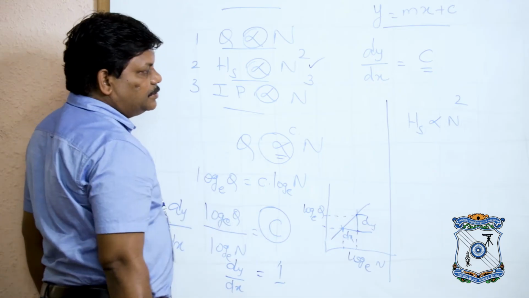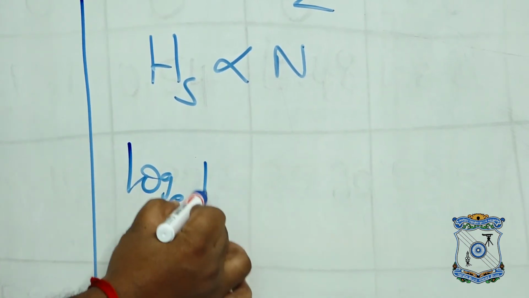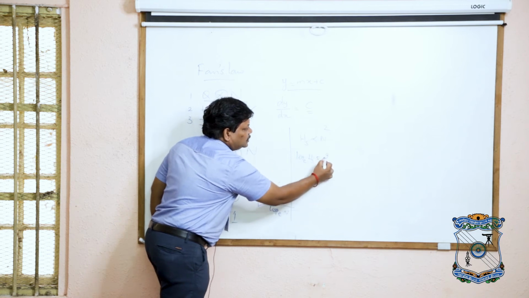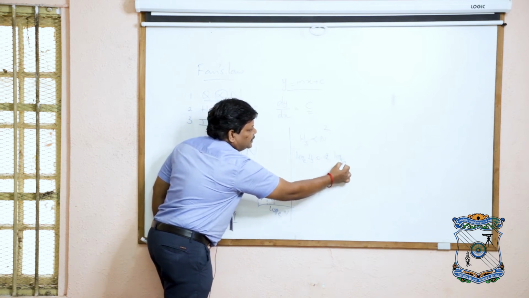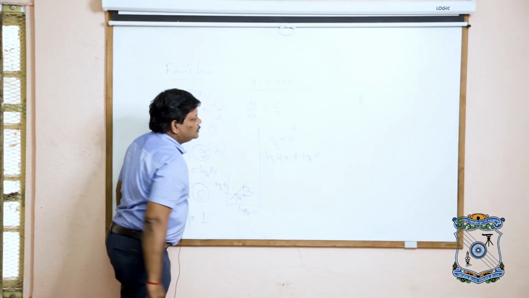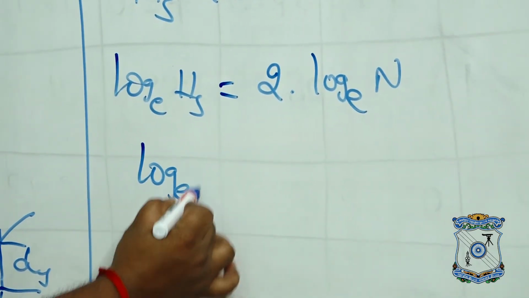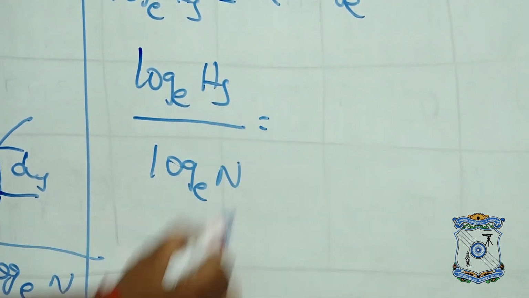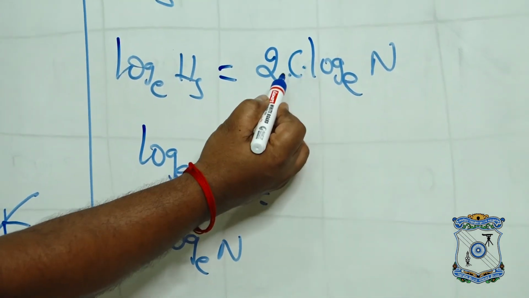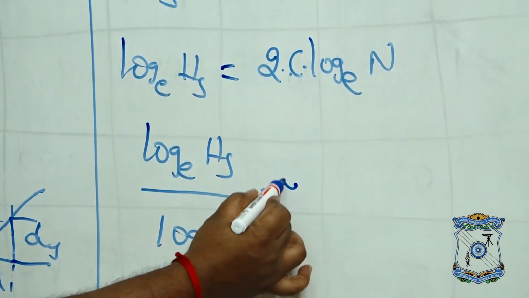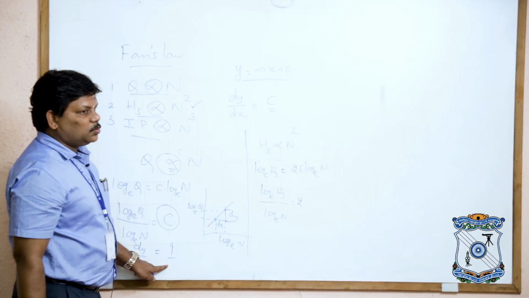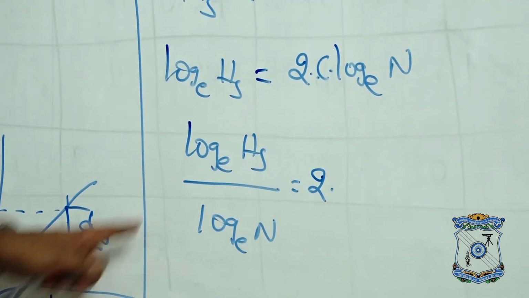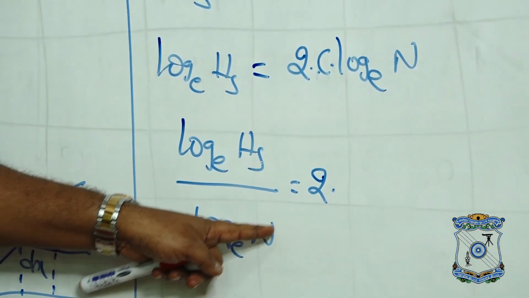Similarly, you have to adapt the same procedure, that is log base e HS. Log base e HS is equal to 2 into log base e N, so this 2 will come to this side. So log base e HS divided by log base e N is equal to 2 into the constant c, which we have already assumed as 1. So 2 into 1 becomes 2. So log base e HS divided by log base e N is equal to 2.